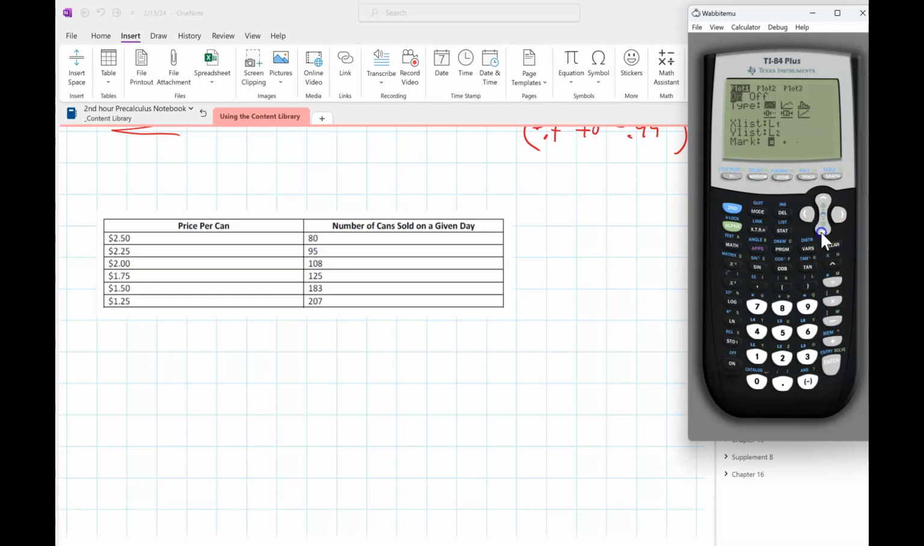The next option is the X list and Y list. Let's use the price per can, which we typed into L1, as our X list, and the number of cans, which we typed into L2, as our Y list. Does anyone have something here other than L1 or L2? I have L5 and L6. Great. So where it says X list, Maura, you'll press second and the number 1, and that'll put L1 in place of L5. And you'll repeat the same process for your Y list, except you'll do second and the number 2. You're welcome.